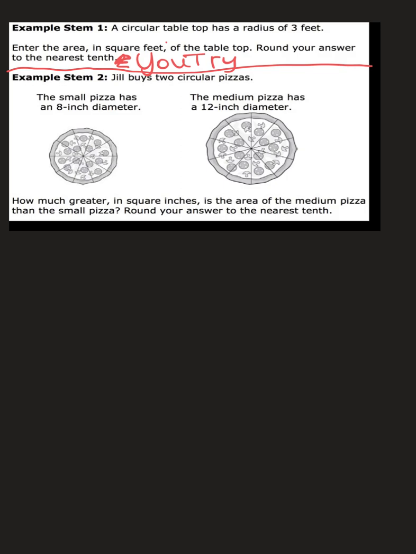So Jill buys 2 circular pizzas. The small pizza has an 8-inch diameter, and the medium pizza has a 12-inch diameter. How much greater in square inches is the area of the medium pizza than the small pizza? How much greater is the area?